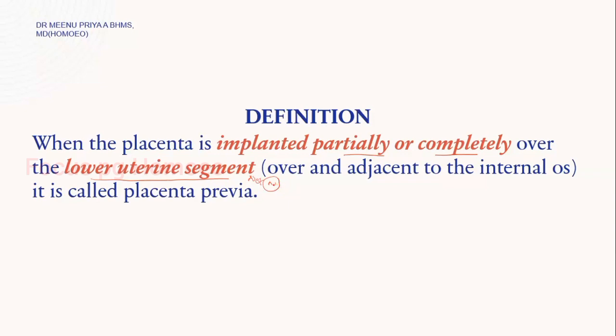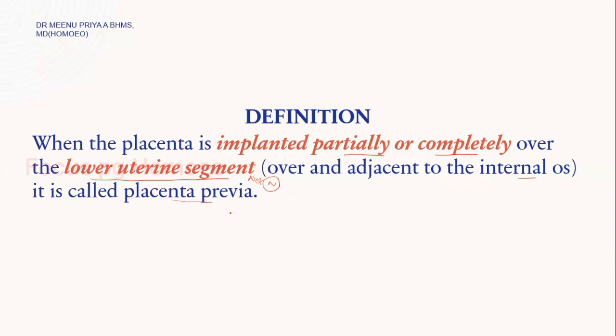Usually the placenta gets implanted in the fundus of the uterus. But due to some cause, it is implanted partially or completely in a position which is not the usual site of placental implantation, which is the lower uterine segment, over and adjacent to the internal os, and it is called placenta previa.